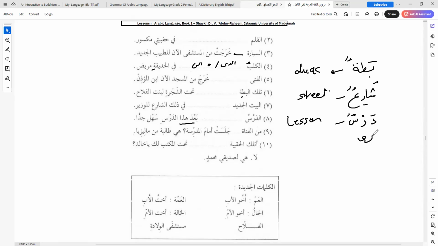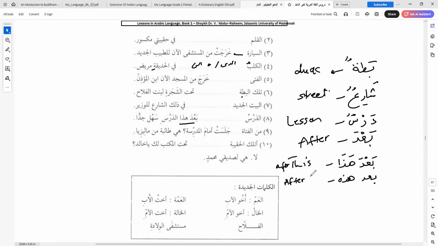So الدرس بعد هذا, after this. Remember بعد means after. بعد هذا, after this. And then we can have بعد هذه, also after this. So الدرس بعد هذا الدرس سهل جدا. The lesson after this lesson is very easy.